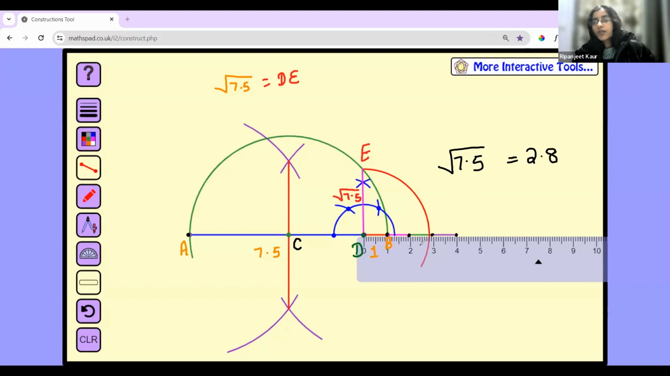2.8. So we can count the number of small lines after 2, and those lines when we have counted are little going towards 2.8, 8 lines after 2. So the approximate answer of root 7.5 is 2.8. So this is how we can do this.